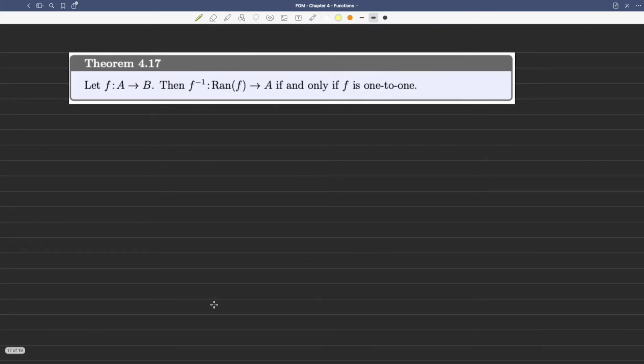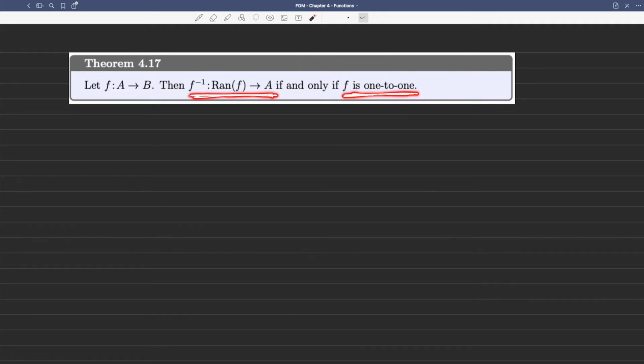Theorem 4.17 tells you that minimum thing that you need in order to get an inverse for a function is that it needs to be 1-to-1. So the theorem says if f is a function from a to b, and we're assuming that, so f is a function, its domain is all of a, and its range is contained in b. Then the condition that f inverse is a function, that's what this notation indicates, with the domain of the range of f and a codomain of a, only happens when f is 1-to-1 and vice versa.